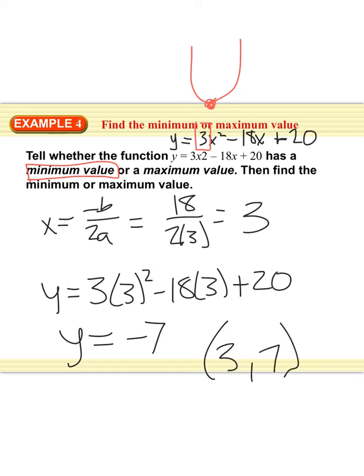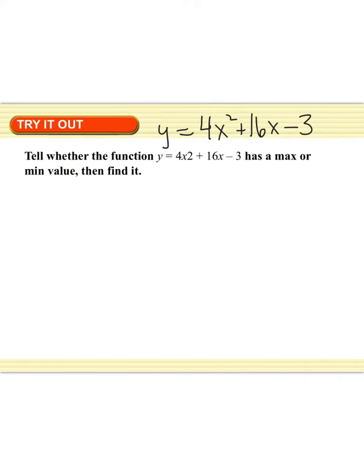So our minimum value, remember, is the y value of our vertex. So, oops, it's supposed to be -7. So we have a minimum value at -7 to answer this question. Okay, go ahead and try this one on your own. So pause the video. And hopefully you found that we have a minimum value at -19.